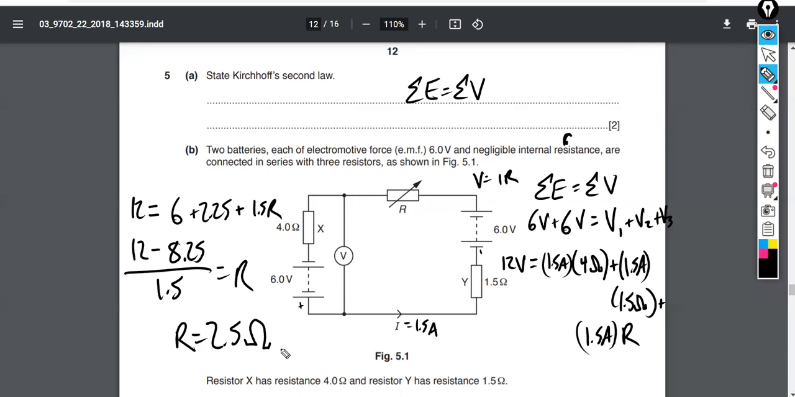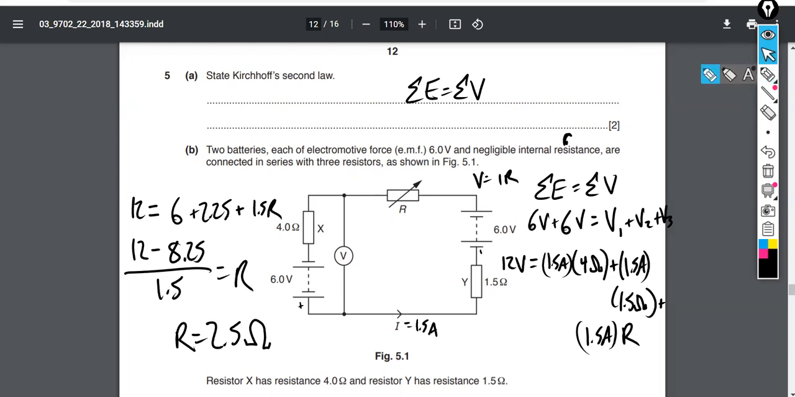So a statement of Kirchhoff's second law in part A is going to be helpful in doing those calculations later. But they ask you about Kirchhoff's second law for a reason. So always use that as a clue in paper 2. Whatever they ask you about in part A will be helpful in part B, C, D, E, F, and so on.